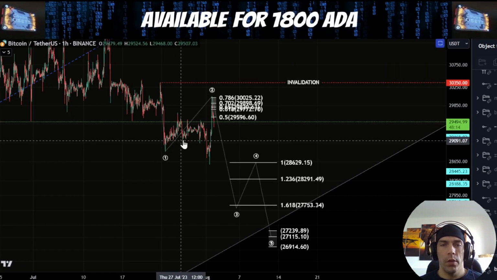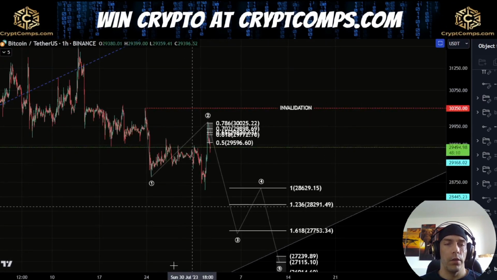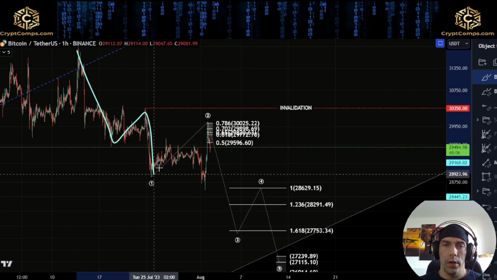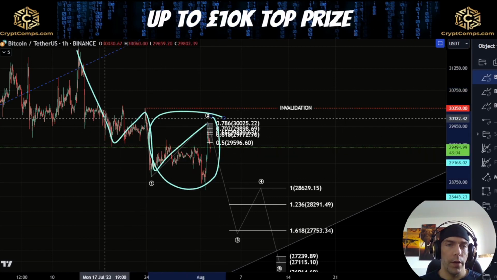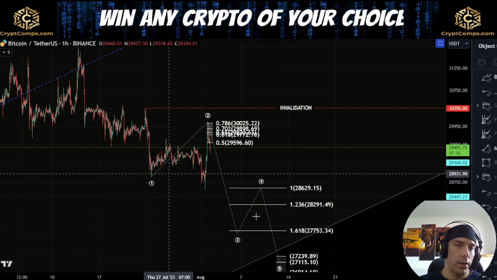So another way that we could look at this move to the downside is that potentially what we have here from the higher end of this is that this move here is 1 and 2. And then effectively we're looking at this as another 1, 2. Now I don't like the fact that this is larger than this. So this is the worry with this count and what is making it a little bit less likely.